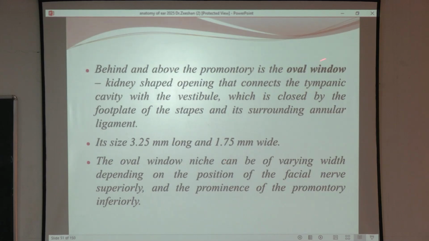So what is the anatomical relation of the oval window? Anteriorly, the bulge of the promontory, and superiorly, the facial nerve canal. So the oval window area will be determined by where the facial nerve is placed and how much the promontory bulges. Normally the size is this much.